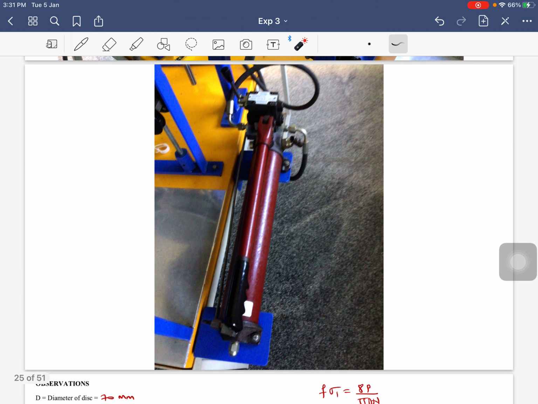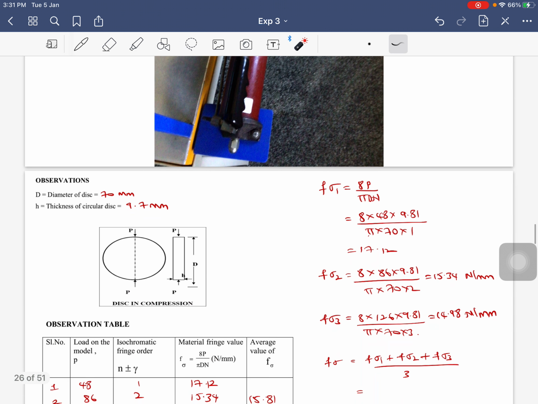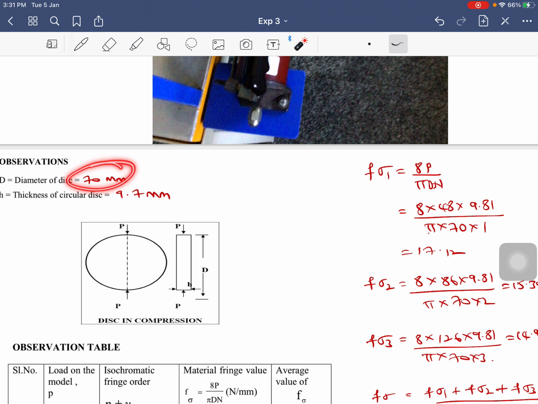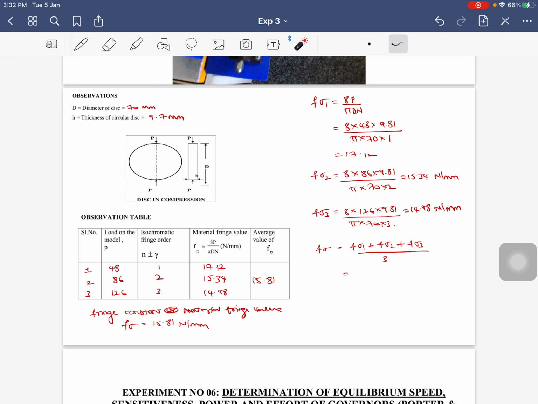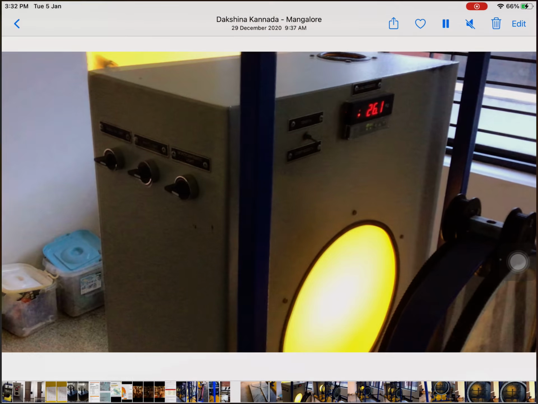This is the hydraulic system I was talking about, which you use to apply the load onto a diametrical photoelastic specimen. The diameter of the disc is 70 mm, just note, and its thickness is 9.7 mm. You can use the vernier to calculate these. Now, how to perform this experiment? Let us look into some of the videos now.